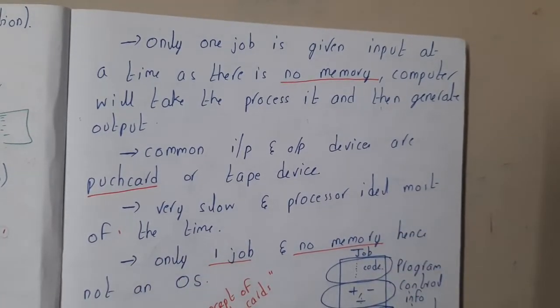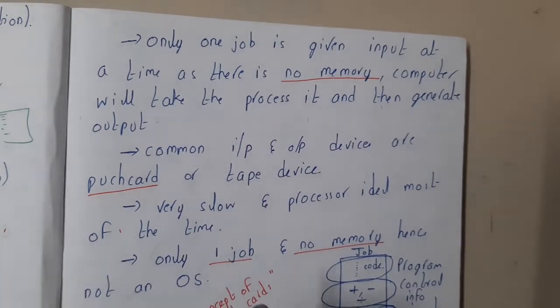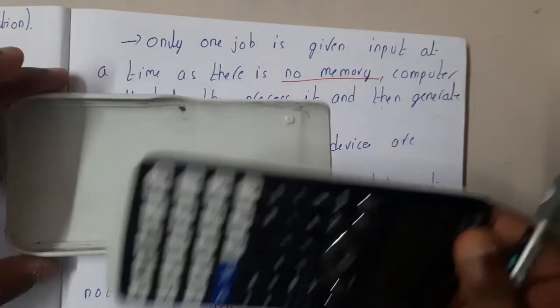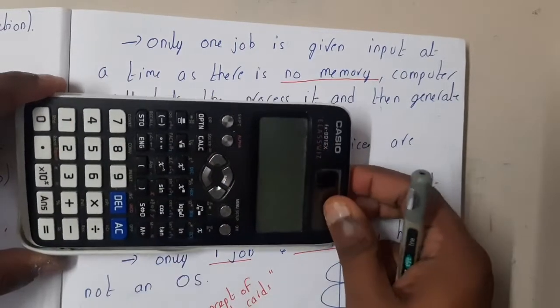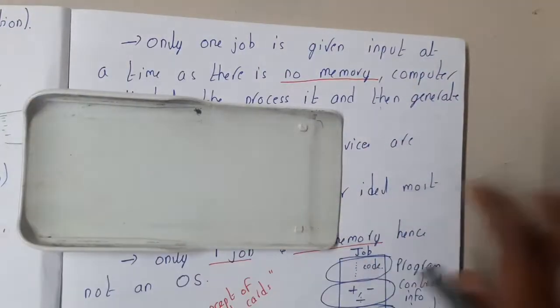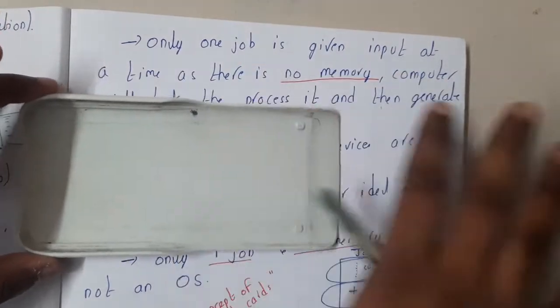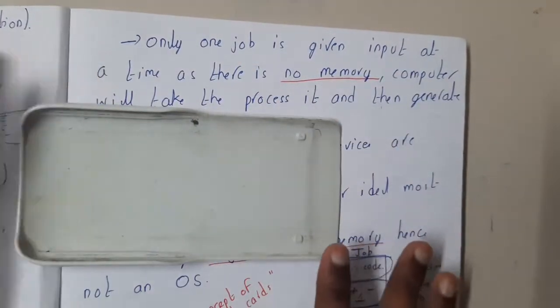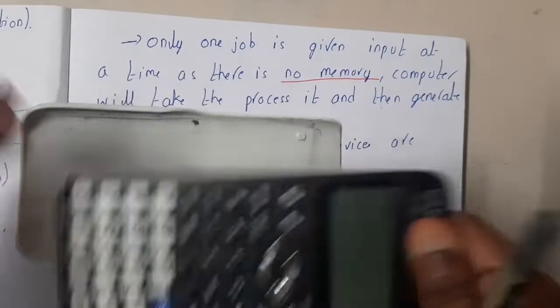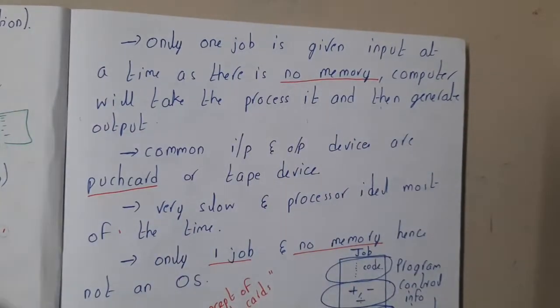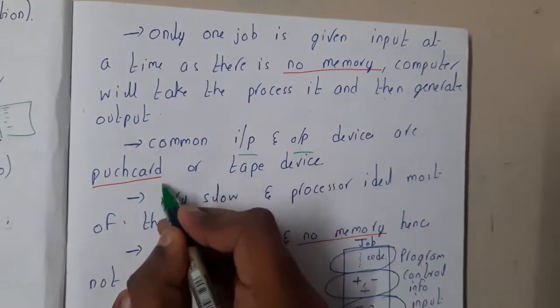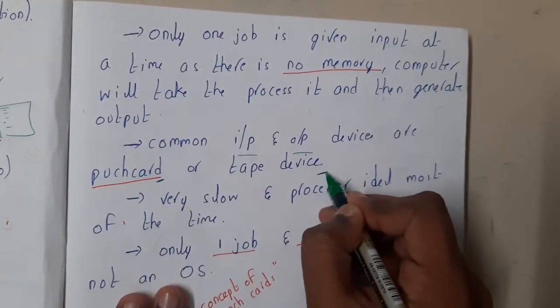Assume this is that particular machine. We place that particular card inside it, it reads it and prints the output, and then you take this card out and keep the next one. In this way, you go step by step, job by job, because this data cannot be stored anywhere. There is no memory in the computer. Common input output devices are nothing but punch cards and tape devices, guys.